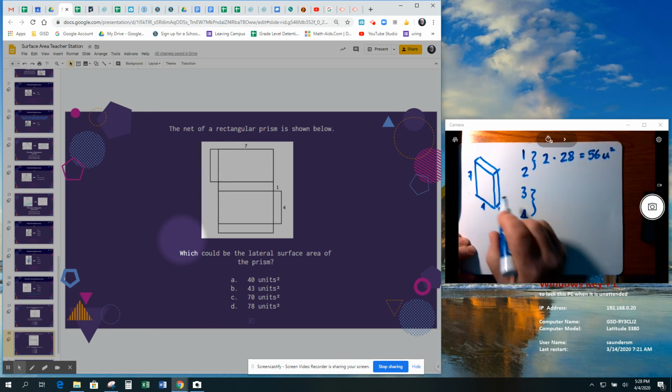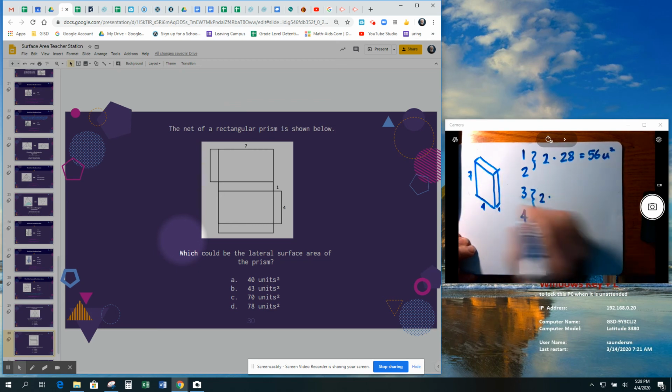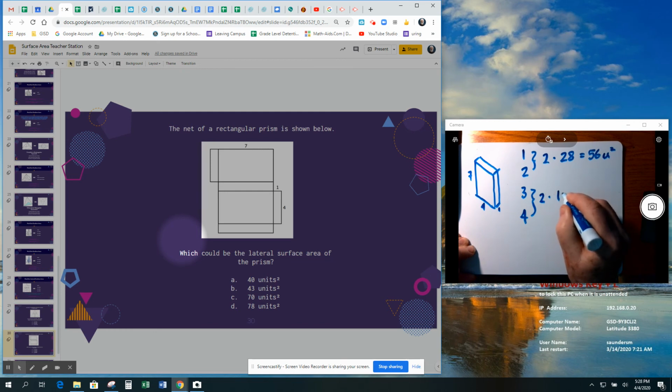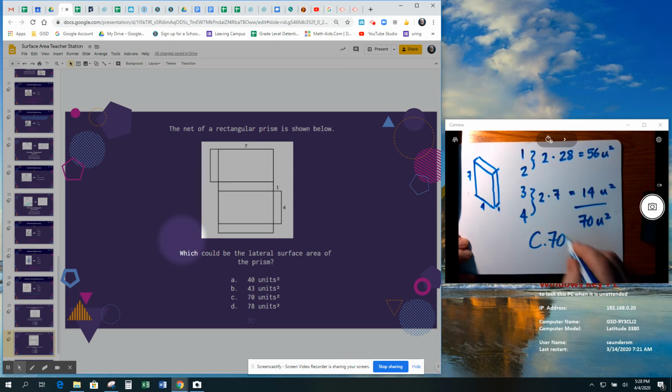And then the other 2 are going to be the same. Front and back are 2 times 1 by 7. So 2 times 1 times 7 is 14. And so our lateral surface area is all 4 sides added together. So 56 plus 14 would be 70 square units. And so looking at the list A, B, C, or D, I would say C, 70 square units, is our lateral surface area.